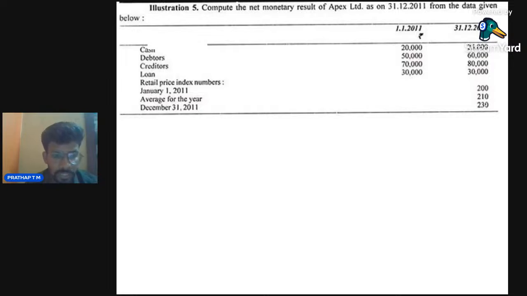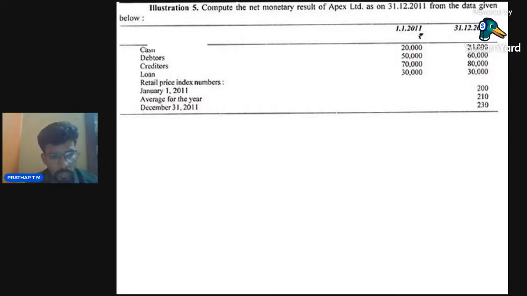So 1 lakh 15,000 is the present value, and the closing value is 80,000 plus 30,000, that is 1 lakh 10,000. Then 1 lakh 15,000 minus 1 lakh 10,000, your value becomes 5,000. This is the monetary gain.